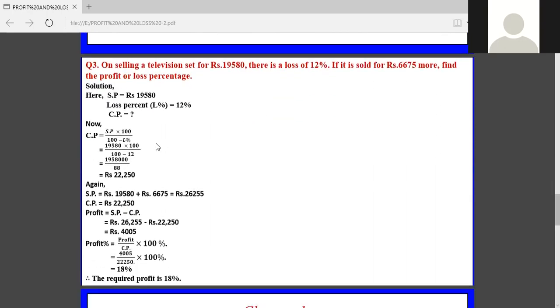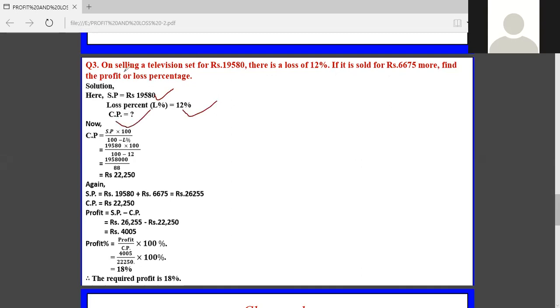This is, look here. Here I'm showing. On selling a television set for rupees 19,580, there is a loss of 12%. Okay, if it is sold for 6,675 more, find the profit or loss percent. Are you looking, children? SP is given there, and loss percent is given there, 12%, and CP is what?